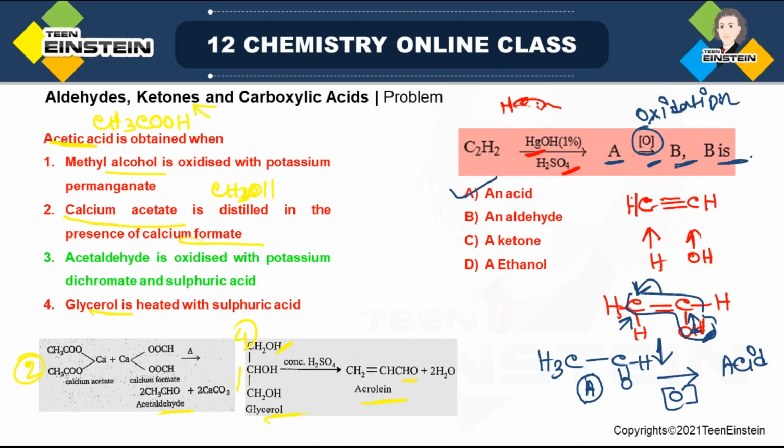A is the compound CH3CHO, that is acetaldehyde. But after that, it is undergoing oxidation condition. That means now it will be oxidized to carboxylic acid. So option A will be correct, not option B, because option B is actually the structure of A. But acid is the structure of B. So that is why this is the correct answer.